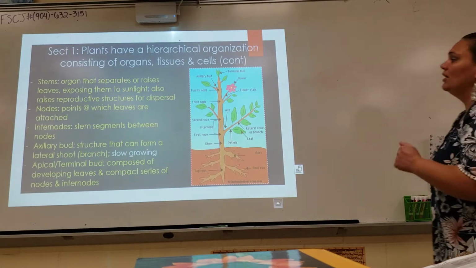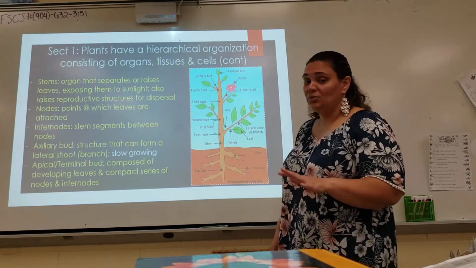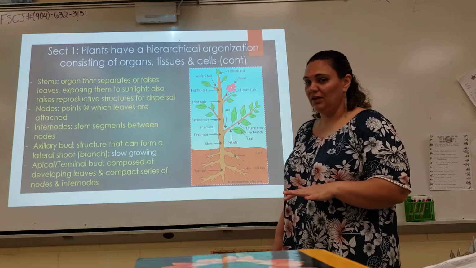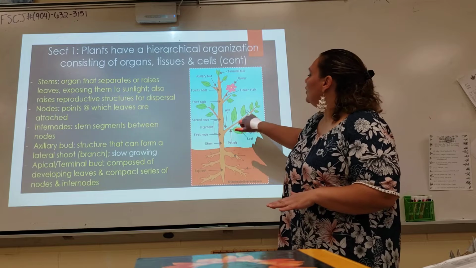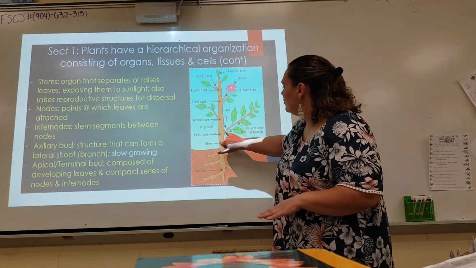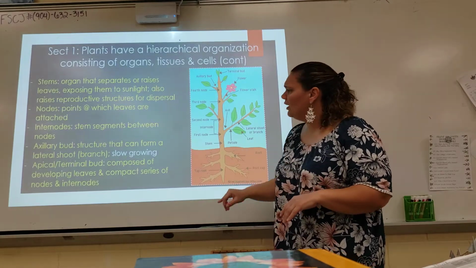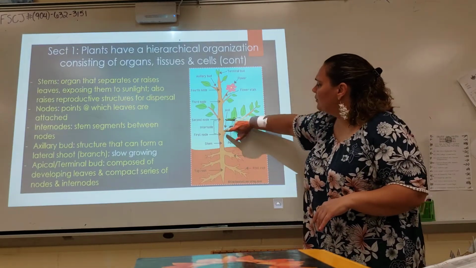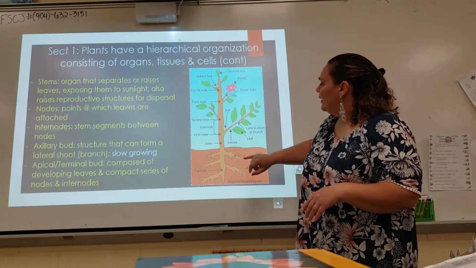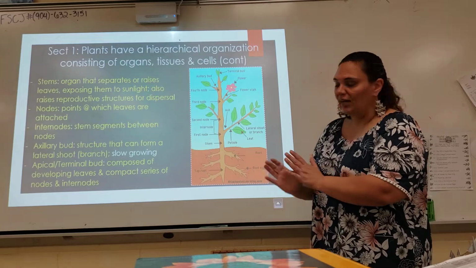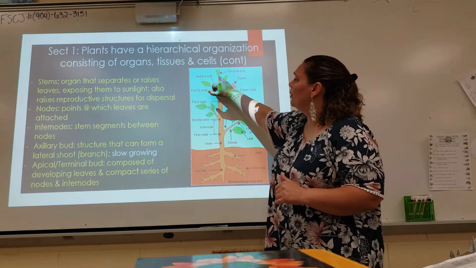Stems. These organs will separate or raise leaves, exposed in the sunlight, and also raise reproductive structures. What are the reproductive structures? Hopefully we're all seeing flowers, right? The nodes, right here, they're all going to separate the leaves that are attached. And then you've got internodes. These are stem segments between the nodes. Then you've got the axillary buds. This is where you're going to have a lateral shoot that's going to come off of it. And then you've got your apical or terminal bud.